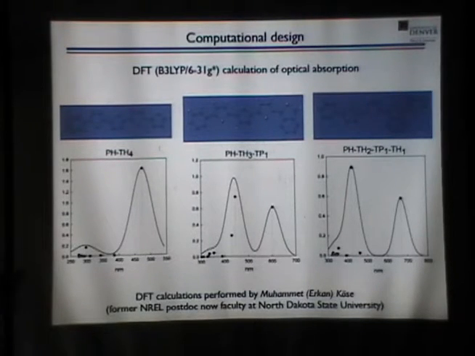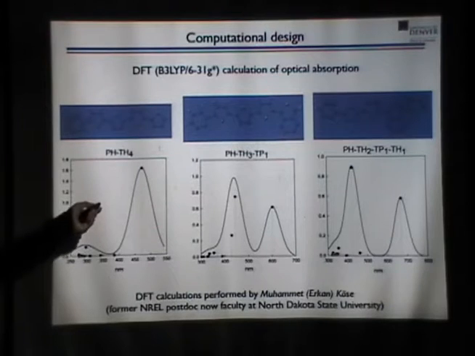We can put in the structure into the computer and then pop out what the oscillation strength should be at a given wavelength. So this structure here is a benzene ring and 4 thiophenes. So we'll call it a phenyl attached to 4 thiophenes, PhT4. And if you do the calculation with the DFT, you get a peak absorption here at 475 nanometers.